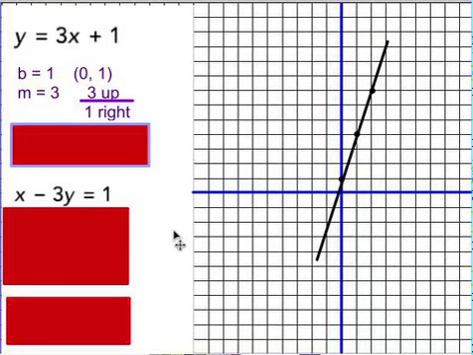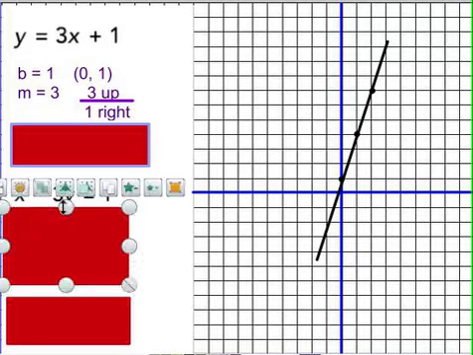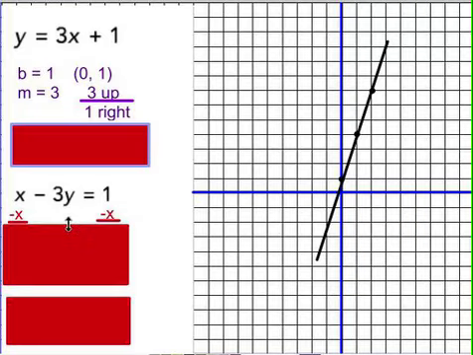Now let's look at the second equation. To get in the right format, y must be by itself. So we don't need to move the y. We need to move the x. The x is positive, so to move it, we need to make it negative and move it to the other side.